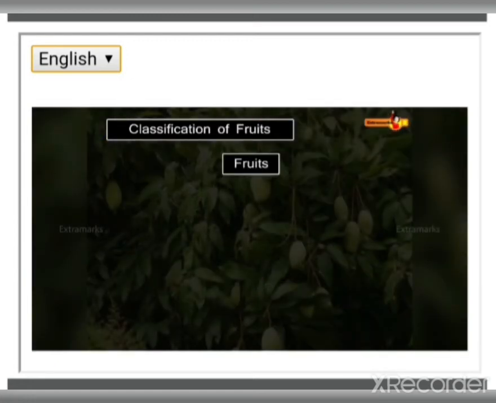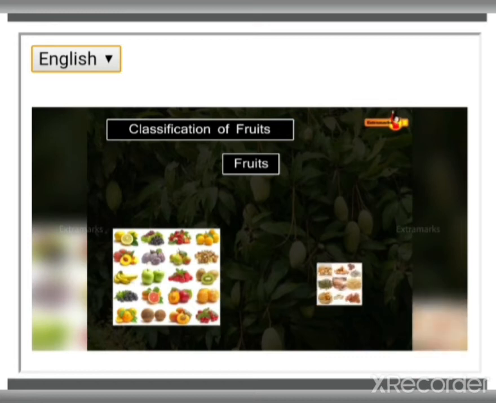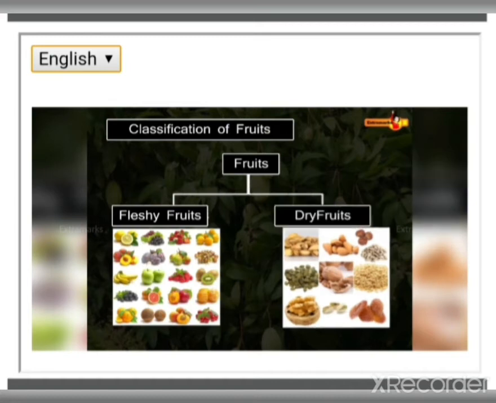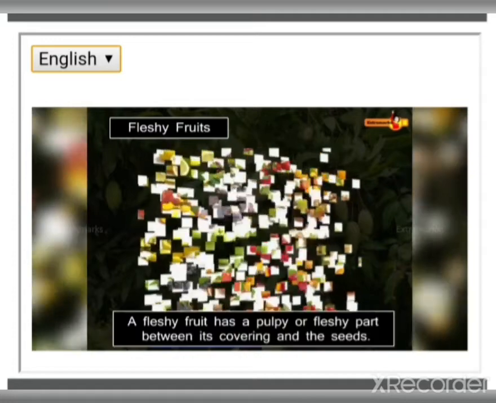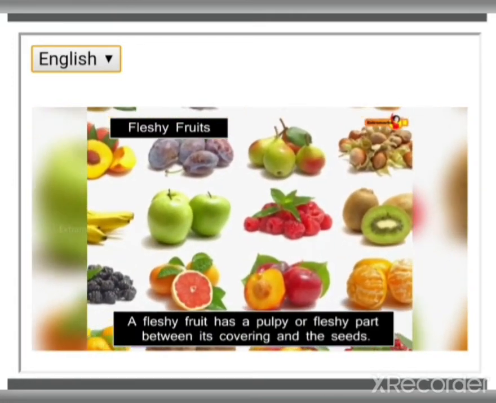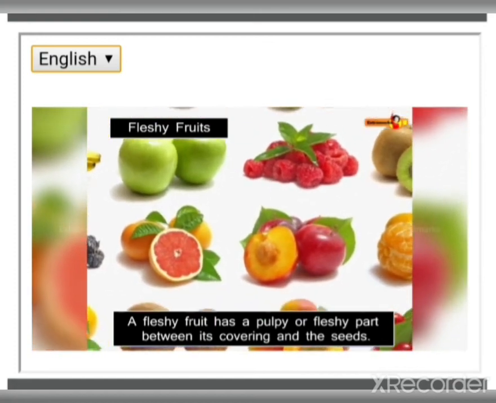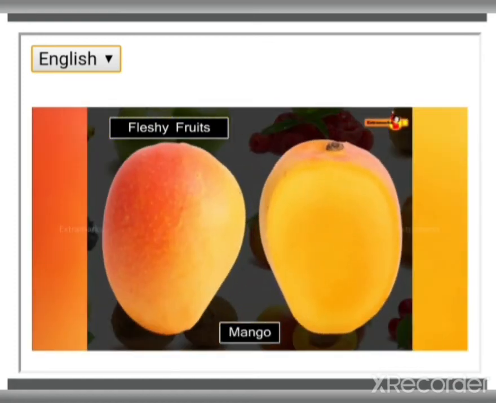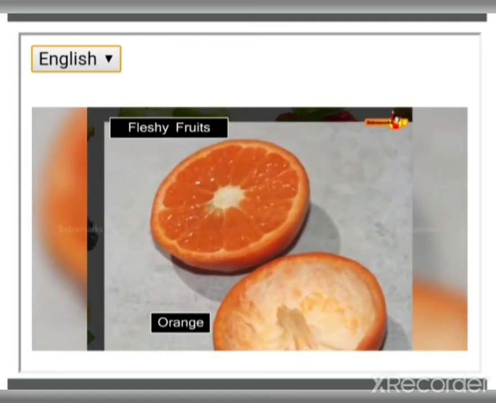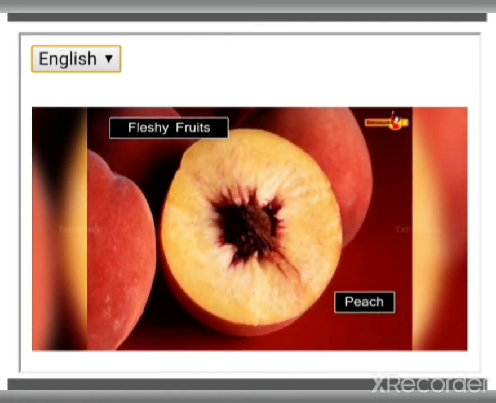In general, fruits are broadly categorized into two major classes: fleshy fruits and dry fruits. A fleshy fruit has a pulpy or fleshy part between its covering and the seeds. Some fleshy fruits are mango, orange, and peach.